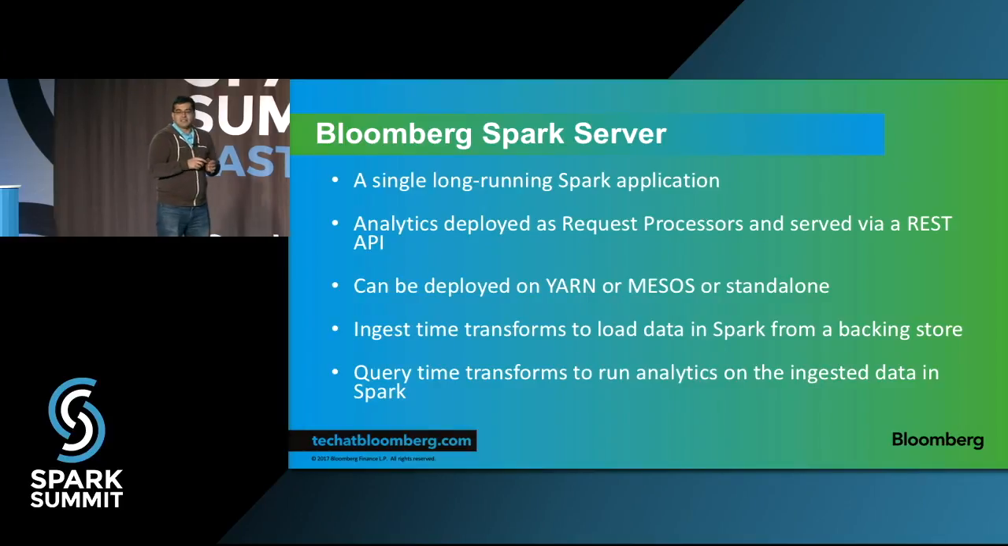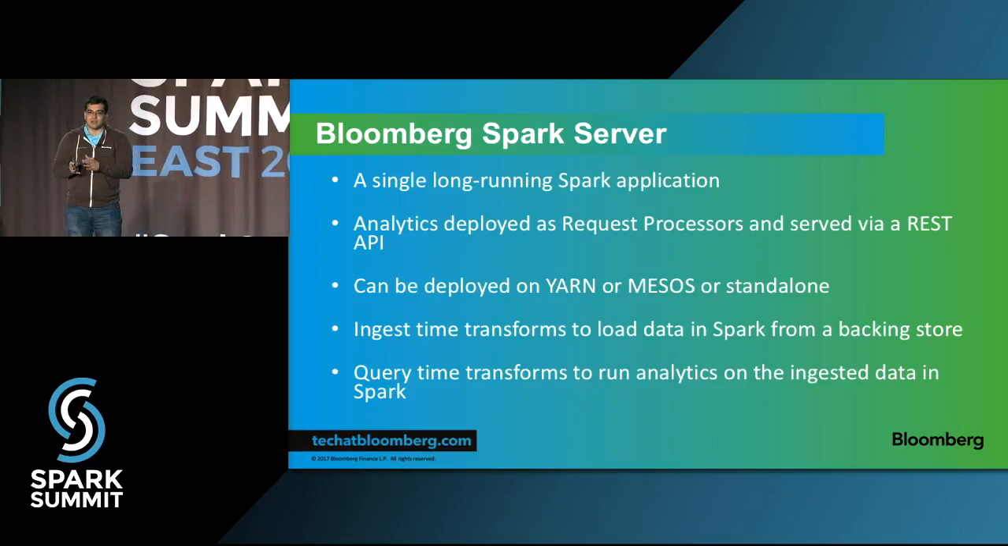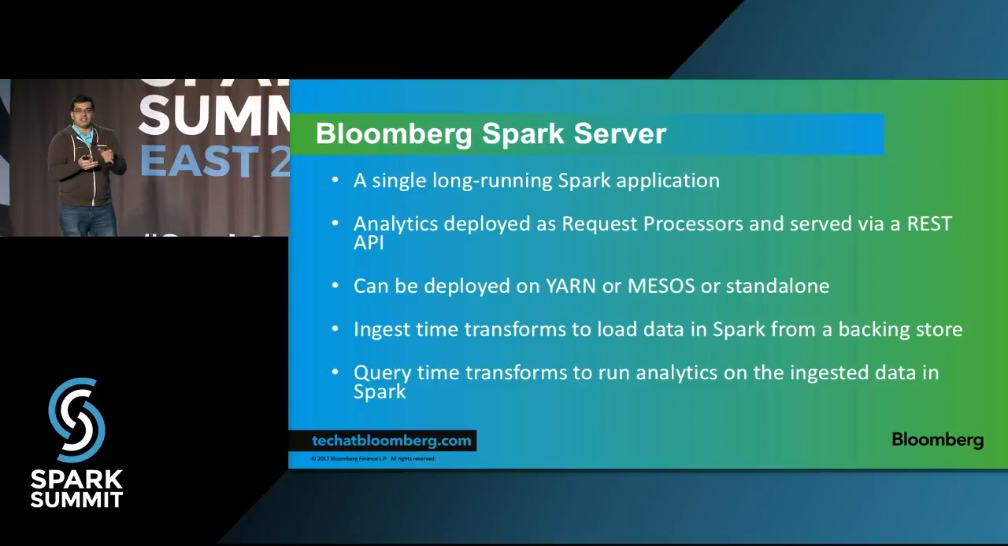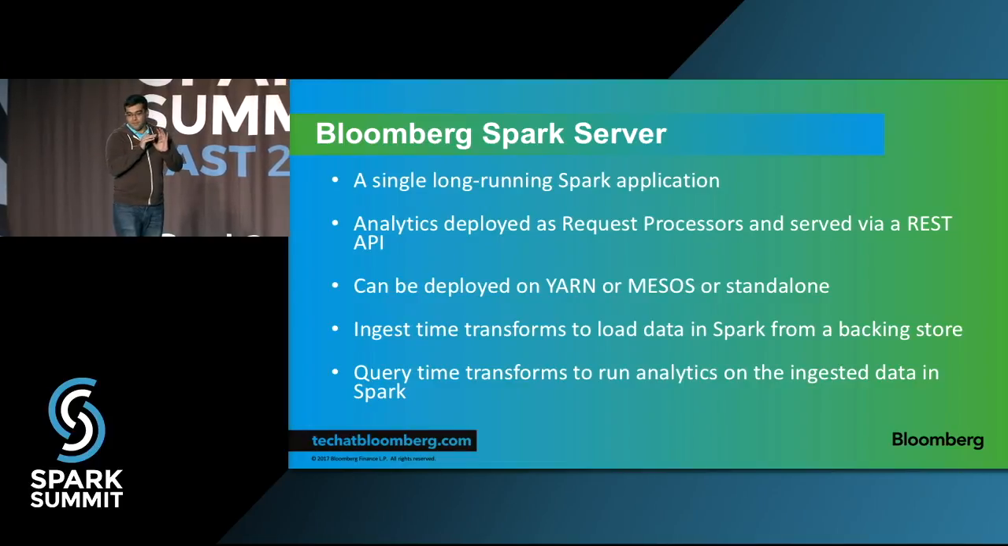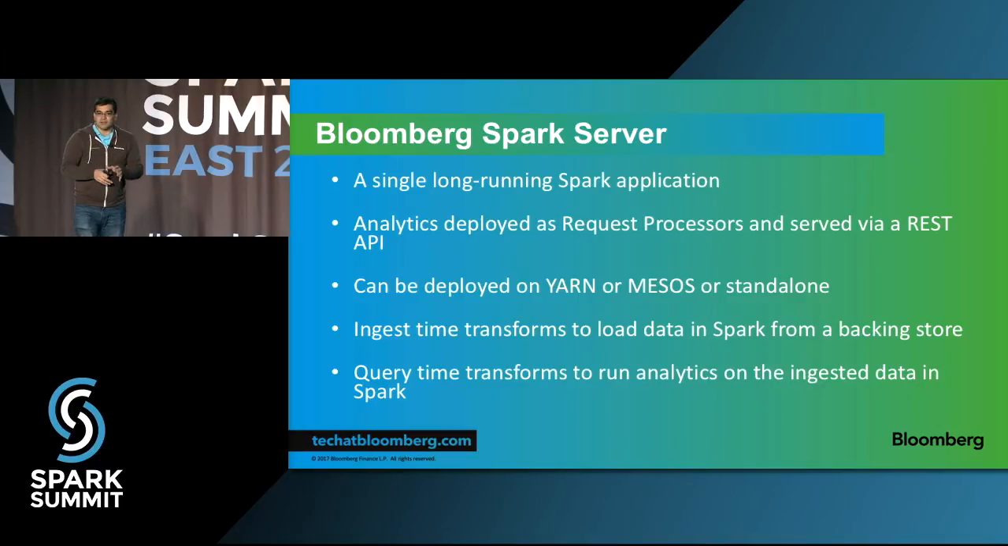Given the nature of the analytics we want, we make a very clear distinction between ingest time transforms and query time transforms. For us, because we want real-time and interactive applications, ingest time transforms are things that help us load and in some way make data available in a hot cache. So when a Bloomberg Spark server comes up, all the applications that are registered with it would have loaded the data that they depend on and cached it in the Spark cluster. That for us is an ingest time transform.